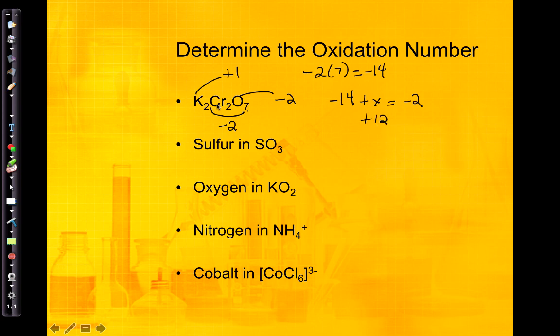And then if I look at the dichromate, chromium has 2 chromium ions here, or atoms. So each one has to be a +6. So for our oxidation numbers, potassium is +1, chromium is +6, oxygen is -2.